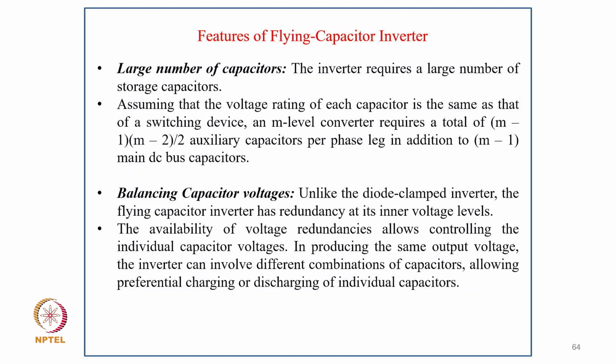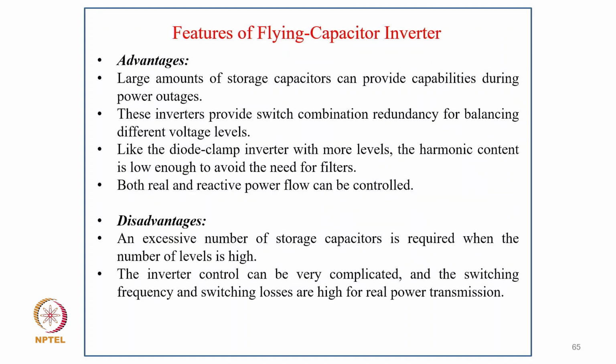So now coming to balancing capacitor voltage. Unlike the diode clamp inverter, the flying capacitor inverter has redundancy at its inner voltage levels, and the availability of voltage redundancy allows controlling the individual capacitor voltage. In producing the same output voltage, the inverter can involve different combinations of capacitors, allowing preferential charging or discharging of individual capacitors.